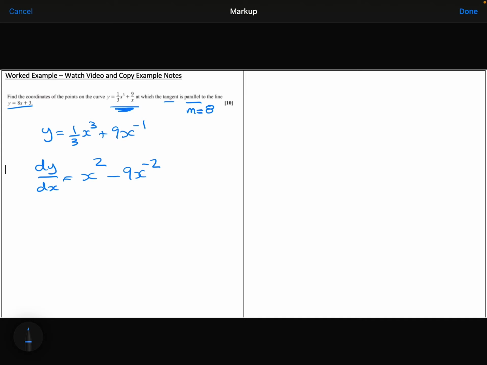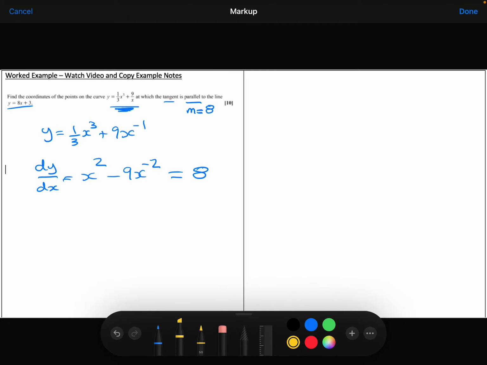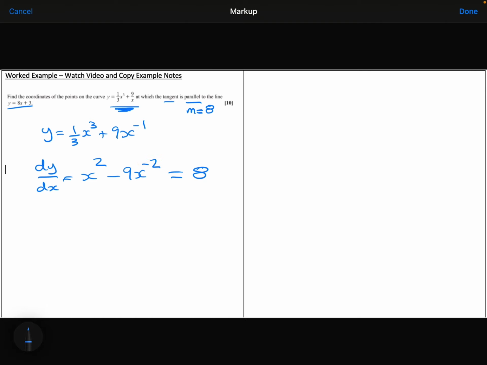And I know that the gradient needs to be 8. I want to find the x values when that's the case. So I want to solve this equation. Now, the way it's written at the moment, I don't like the fact I've got this minus 2 power here. That's good for differentiation, but when it comes to solving equations, I don't like that. So let me rewrite that like this.